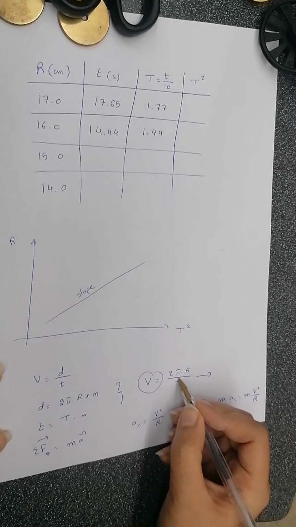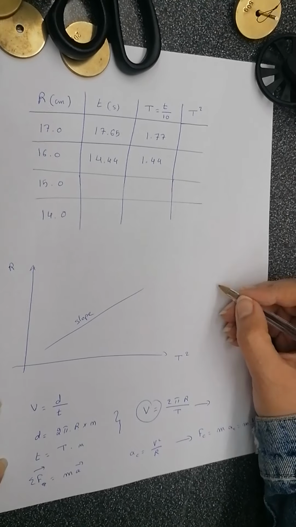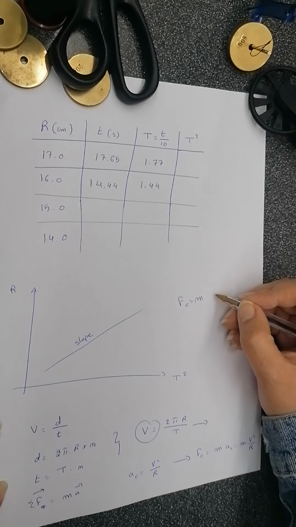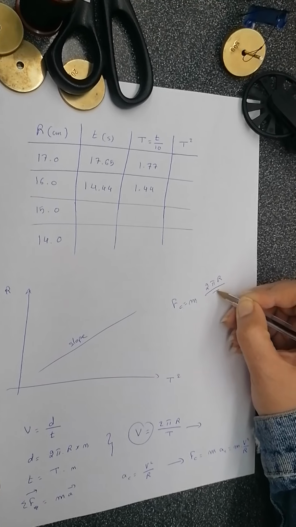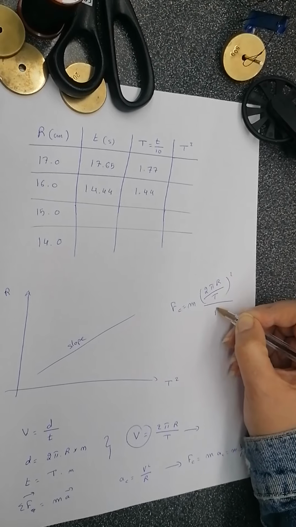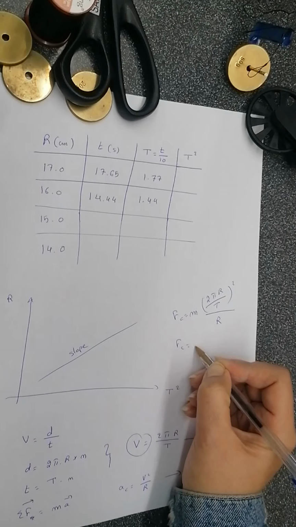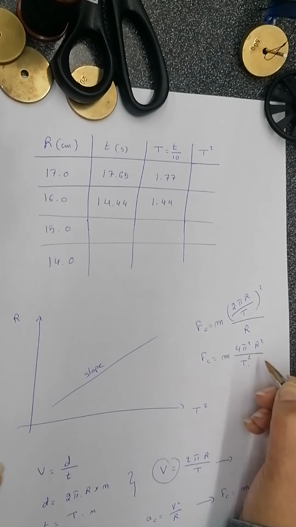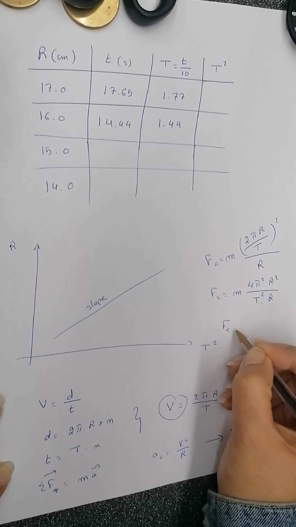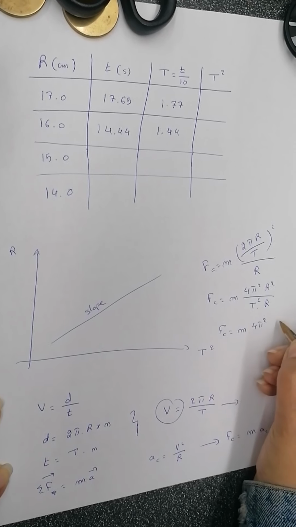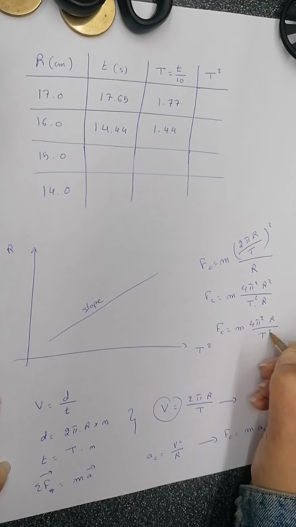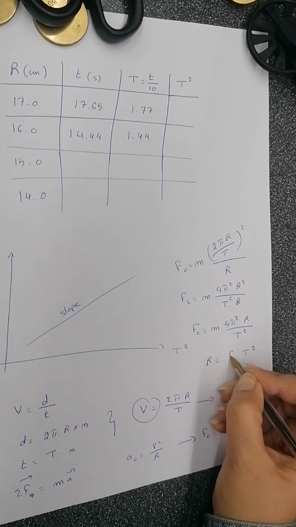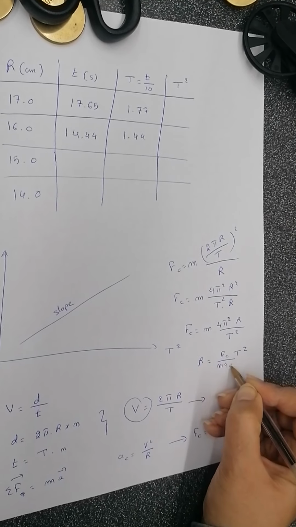So we replace v by 2 pi r over t. Fc equals m v squared over r, which is m times (2 pi r over t) squared over r. So Fc is m 4 pi squared r squared over t squared r. Fc is m 4 pi squared r over t squared. So r is equal to t squared Fc over m 4 pi squared.